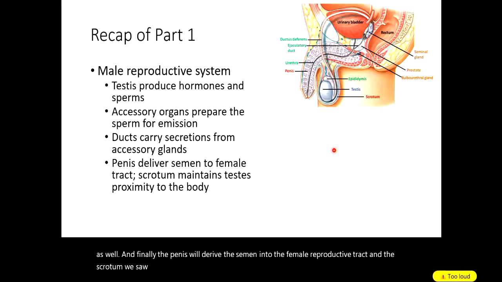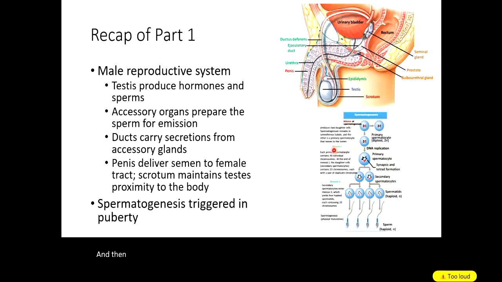it maintains the testes from the body at a specific distance in order to maintain the temperature for sperm development. And then finally, we saw how spermatogenesis was brought about both by mitosis and meiosis as well. Right? So this is what we discussed yesterday.